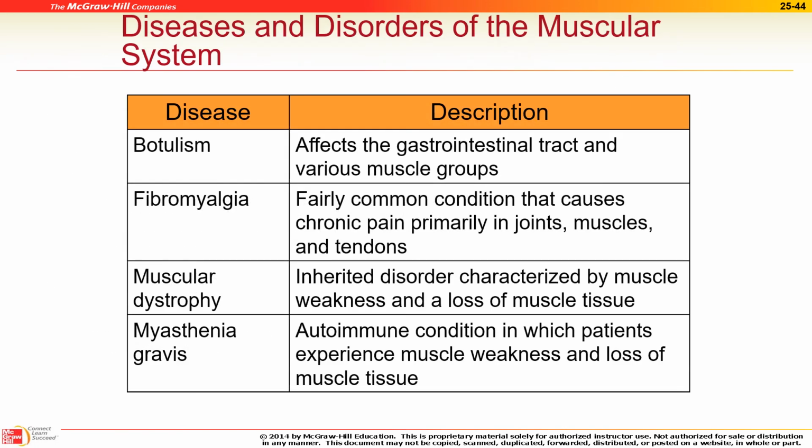All right, let's continue on with these terms. Have you guys heard of Botox? Yes. Good. What is Botox? Botox is a toxin from botulism. You guys heard of botulism?